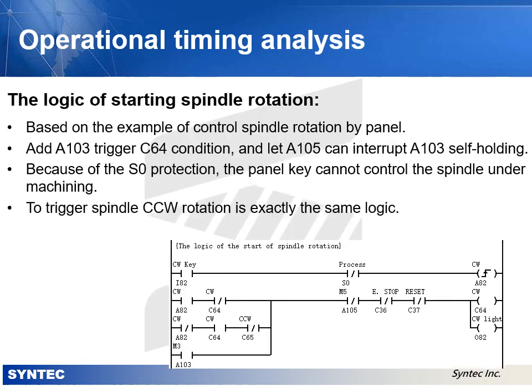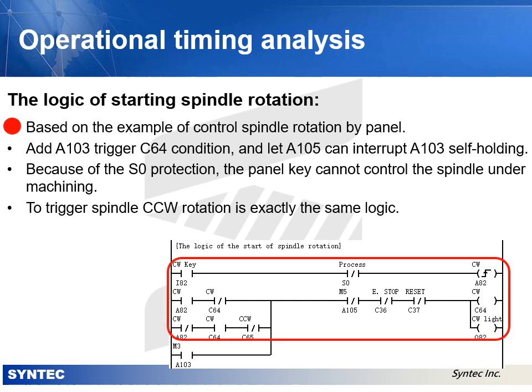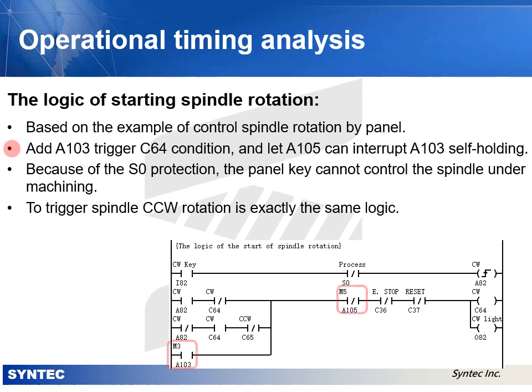The logic of starting spindle rotation. Here we take spindle clockwise rotation as an example. It is a one-key switch function, which will self-hold after being triggered, and will be interrupted by the output of counterclockwise rotation. Add A103 of the M3 command to trigger the C64 function, and A105 of the M5 command can be used to interrupt spindle rotation. To avoid missteps, S0 will interrupt the panel key during machining. The concept of counterclockwise rotation is exactly the same.